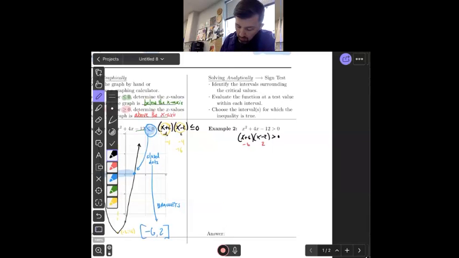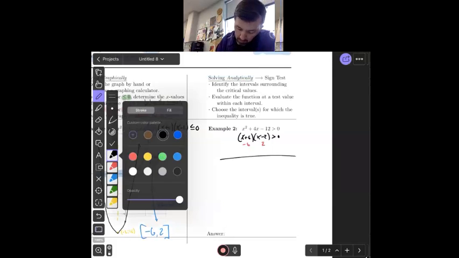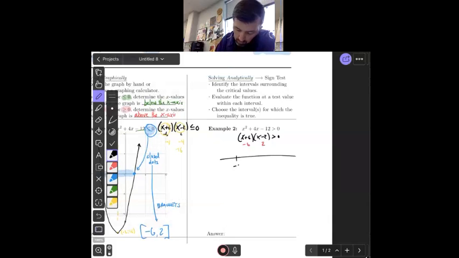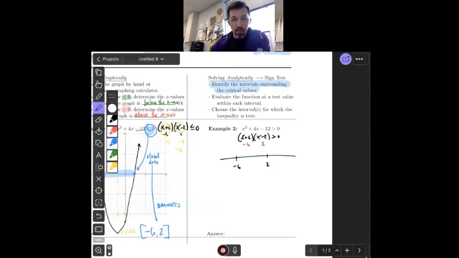And what we're going to do is run a number line. I'm just going to put those two numbers on the number line. Don't really need anything else. And so we need to identify intervals within that number line surrounding those critical values. I see that there's an interval to the left of -6, an interval between -6 and 2, and an interval to the right of 2. Okay, so those are our intervals.